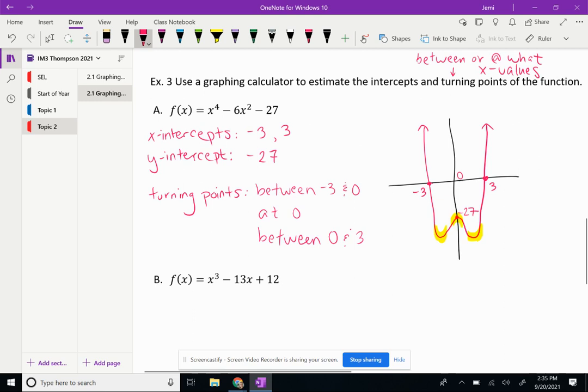Okay. Here's a second example. F of x equals x to the third minus 13x plus 12. So we're going to do the same thing: graph it in Desmos, come back over here, sketch it, and pick out the important pieces for the x and y intercepts, and about where those turning points are landing.